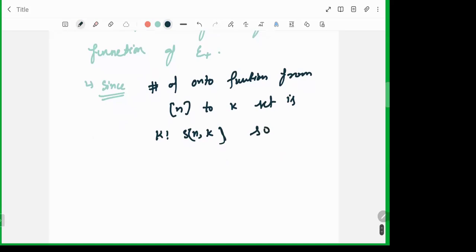So what is this series? Summation k equals n to infinity, S(n,k) x to the power n by n factorial. What is this thing? So this thing is S(n,k). We can write 1 by k factorial S(n,k), right?